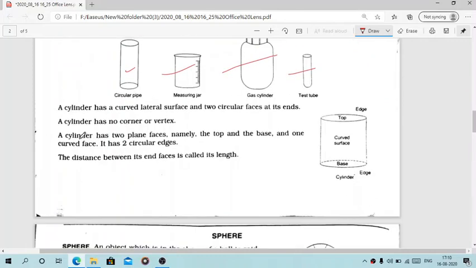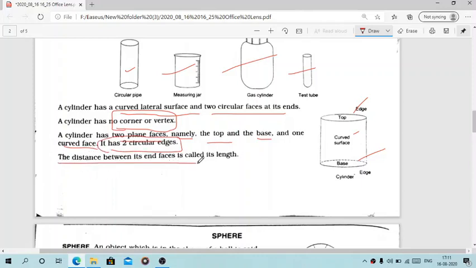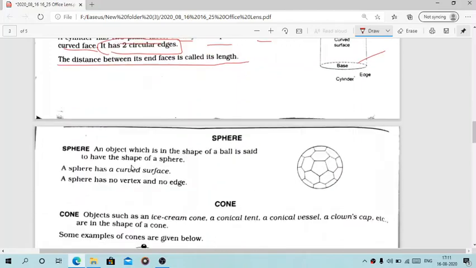A cylinder has a curved lateral surface and 2 circular faces at its ends. A cylinder has no corners, no vertex. A cylinder has 2 plane faces, namely the top and the base, and 1 curved face. It has 2 circular edges. The distance between its end faces is called its length.